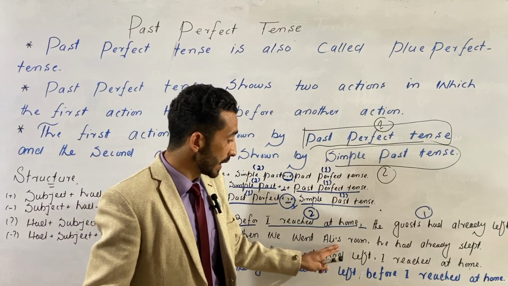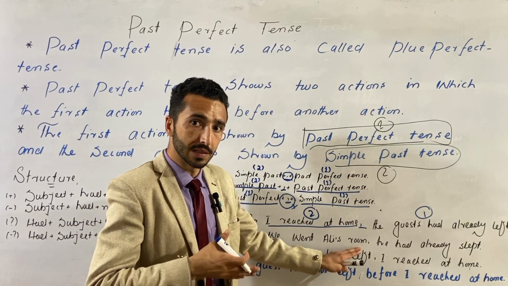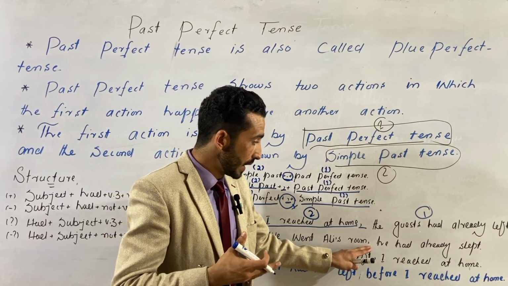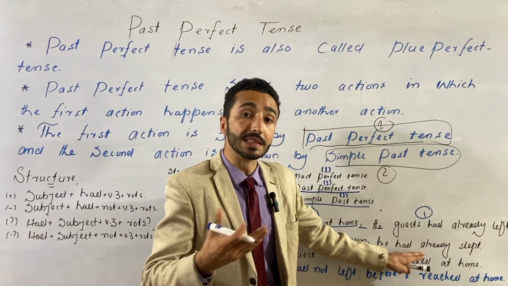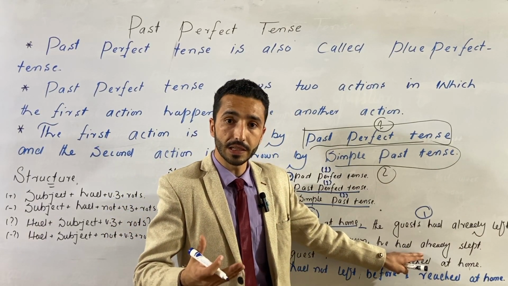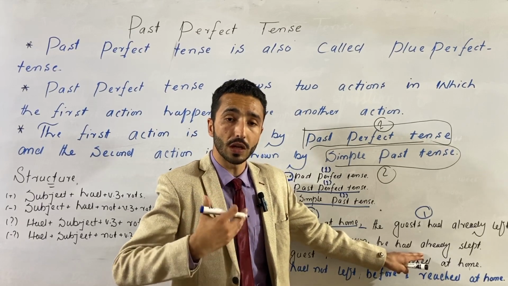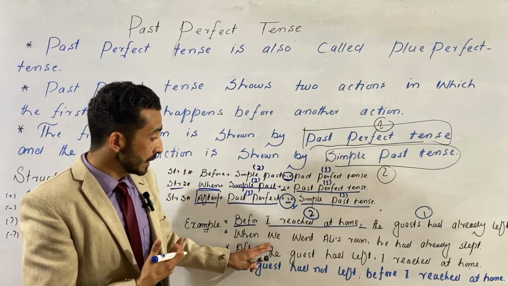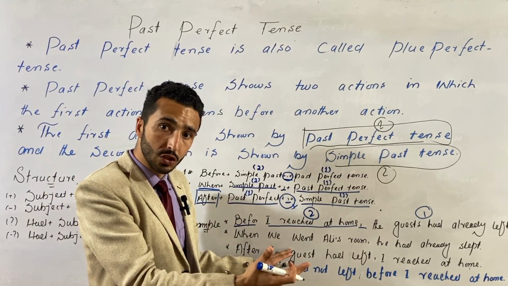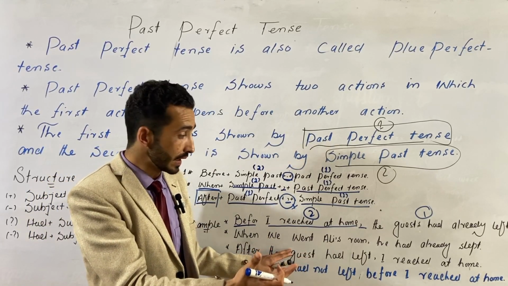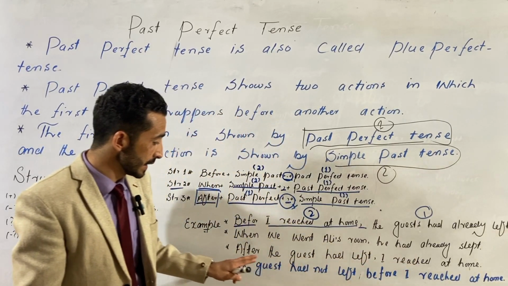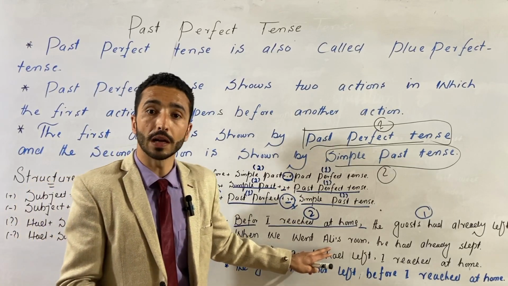When we went to Ali's room. Clear? It's the second action. When we went, simple past tense. Comma, he had already slept. Is it clear? He had already slept means this action of sleeping happened first, and then the action of going to Ali's room happened second. Is it clear? You may also change the position. He had already slept when we went to Ali's room.